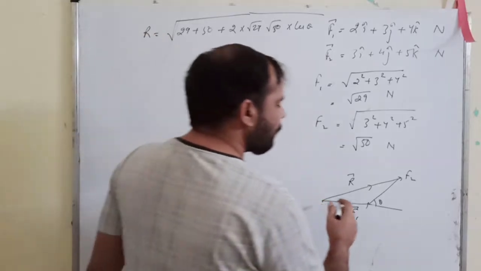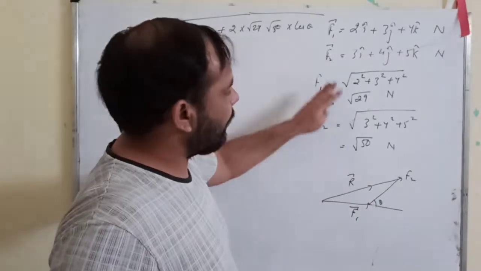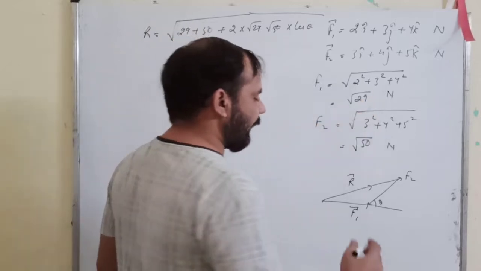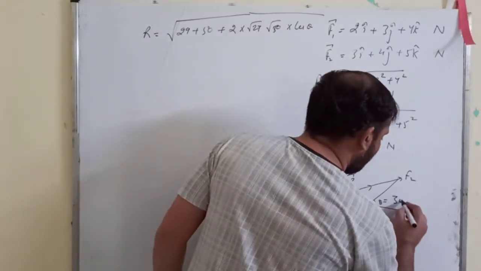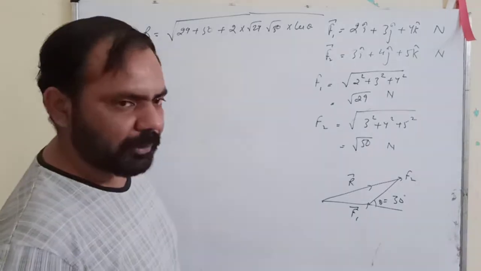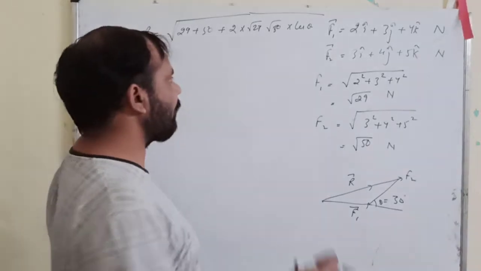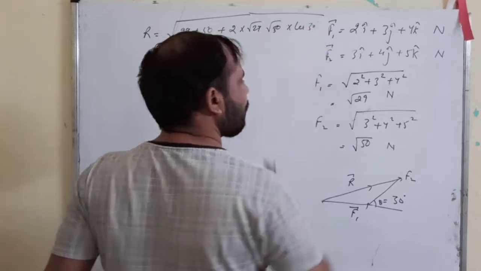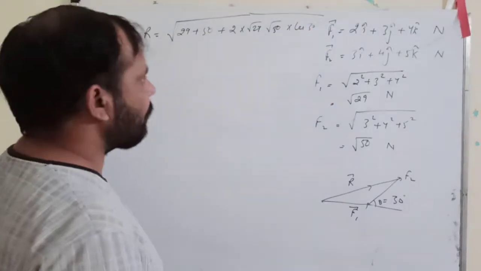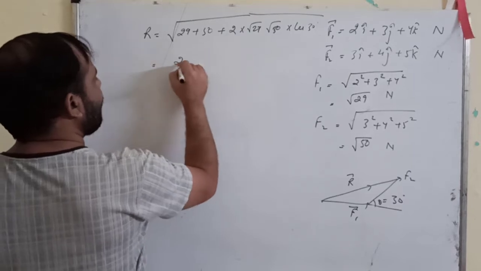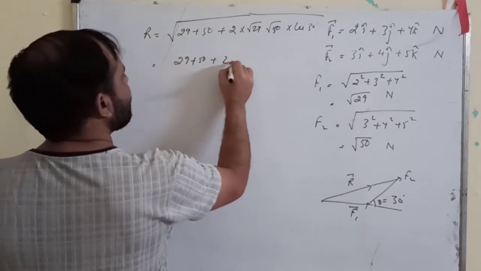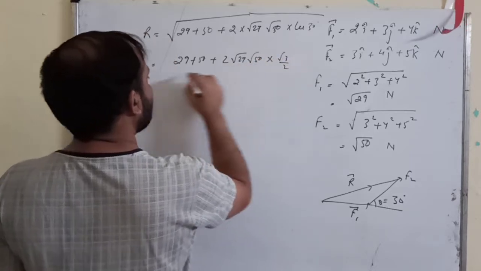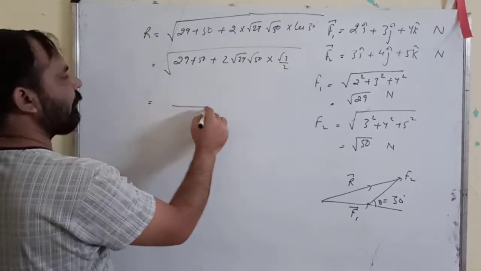Let us suppose that you have f1 and f2, these two vectors, acting at an angle of 30 degrees with each other. Simply your cos theta will become cos 30, and cos 30 is root 3 by 2. So it will be 29 plus 50 plus 2 under root 29 under root 50 into root 3 by 2, all under square root. You will find out some value.